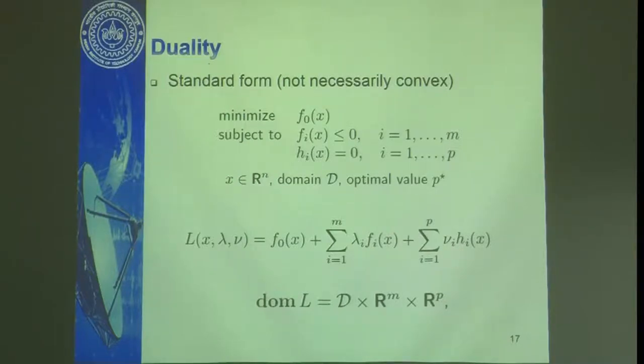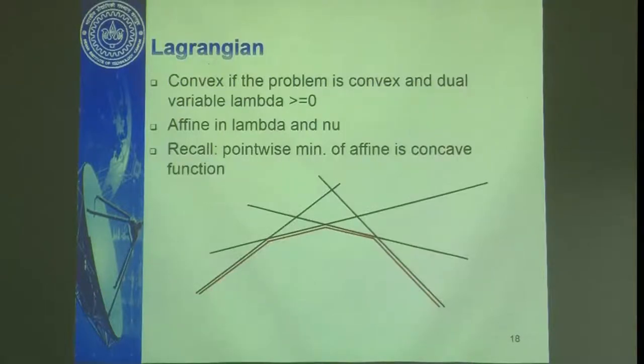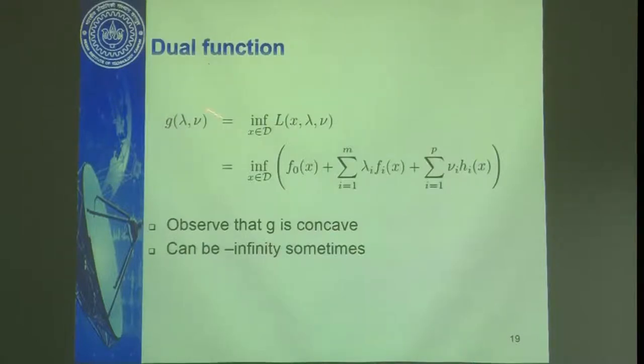So the result is that if you minimize this with respect to x, you will get a function of lambda and nu. We call it the dual function, and it turns out that whether your original problem is convex or not, your dual function is always concave. In fact, the Lagrangian is affine in lambda and nu, and because we are taking the pointwise minimum of several affine functions, it is a concave function. It looks like this. There are infinitely many such lines. So the dual function is always concave.